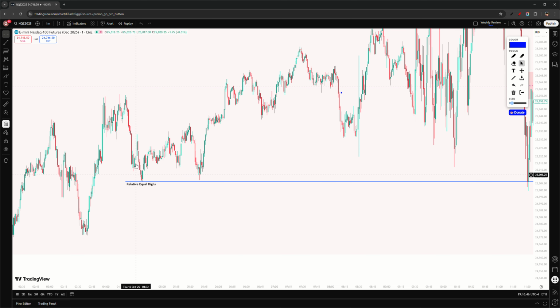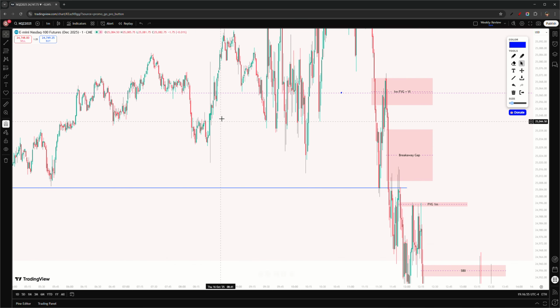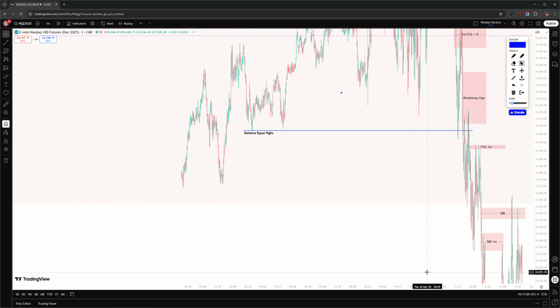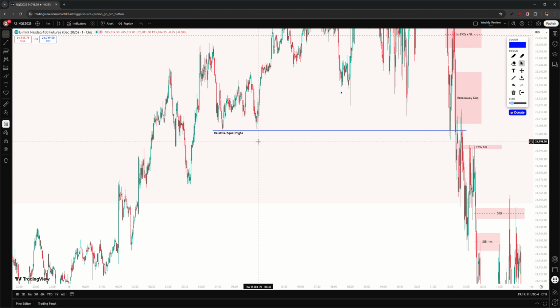What does ICT teach us? That smooth edges are made jagged. Well, this is a perfect example of this here. We have these relative equal highs. Price targeted those relative equal highs from the pre-New York session, right? It tapped into it, retraced, and I want you to see how whenever price tags into sell side liquidity, it retraces, right?